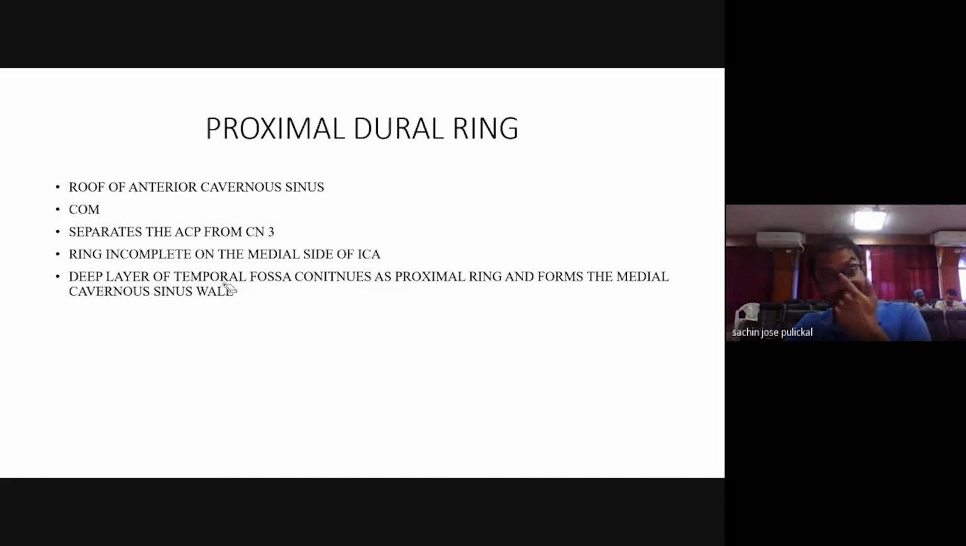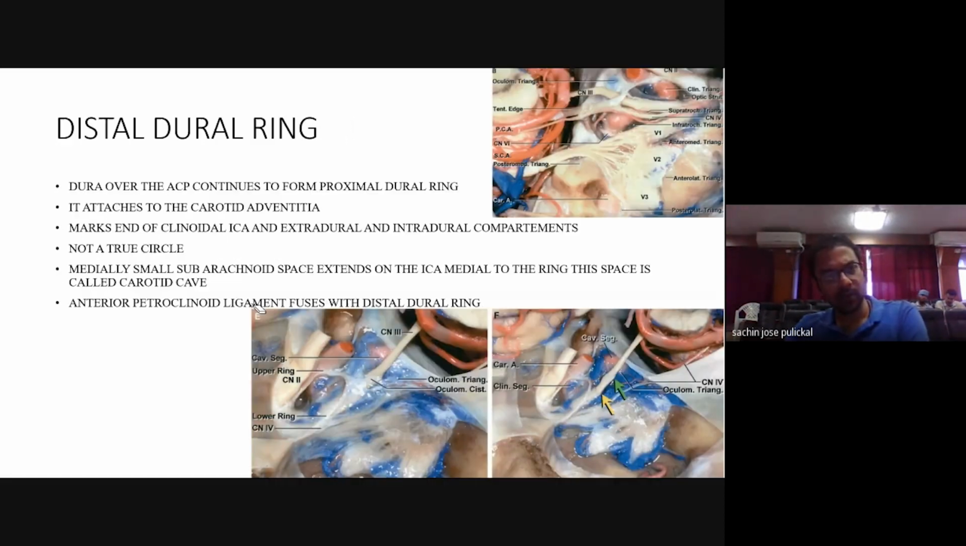So separation is easy from that area. And the deep layer of temporal fossa continues as proximal ring and forms the medial cavernous sinus wall. Coming to the distal dural ring, like I told, the other fold of dura goes over the clinoid process to form the falciform ligament here. Then another dural fold goes and covers the ICA distally. So this forms the distal dural ring.